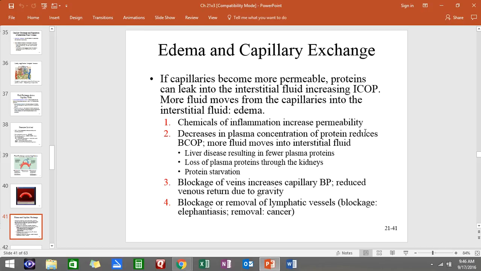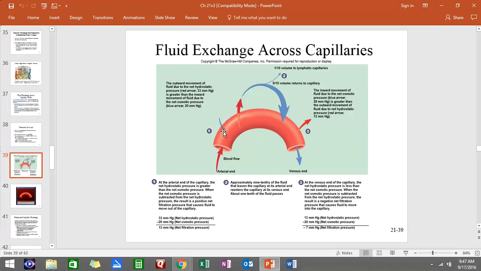Decreases in plasma concentration of protein reduces blood colloid osmotic pressure, and more fluid moves into the interstitial fluid. This is all about albumin. Albumin helps to maintain this blood colloid osmotic pressure, which is what this little blue arrow is. And if you are a severe alcoholic, or you have hepatitis, or you're so malnourished that you don't have enough protein in your diet, then you begin to lose the pull from albumin. And then there's nothing to counteract this one. And then we see a different type of edema.